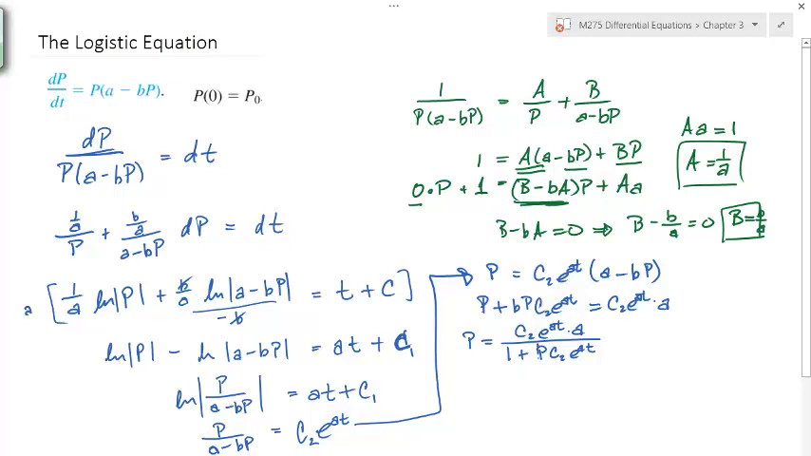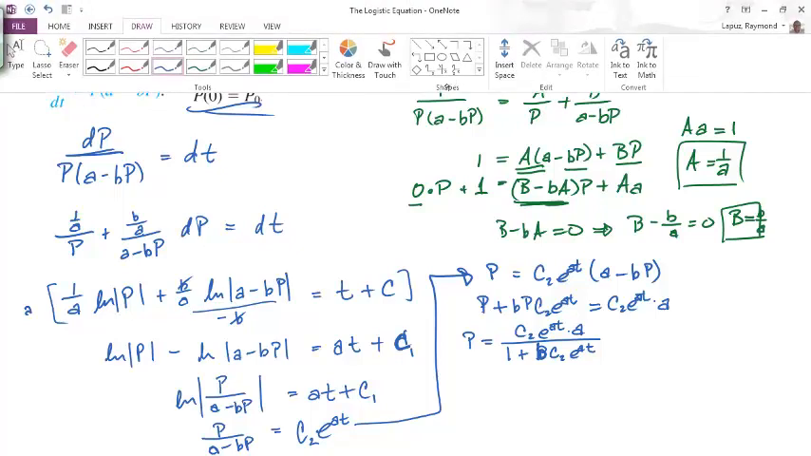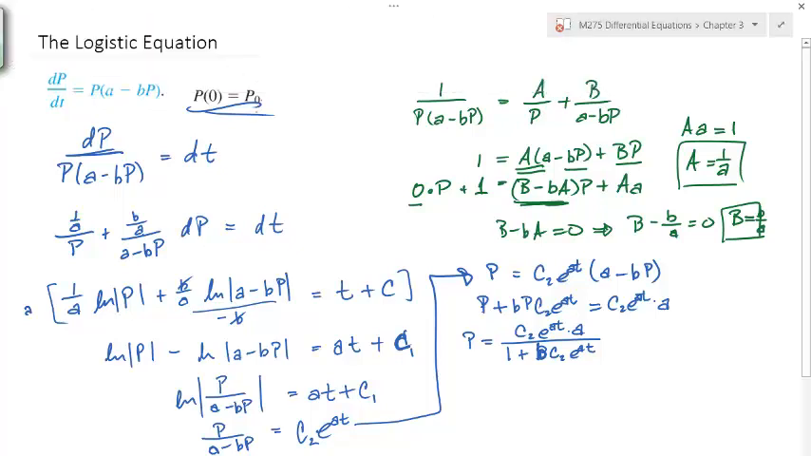Oops, this should be a b. So this is our solution to the differential equation. Right now it's a general solution. If we take advantage and use our information about our initial condition, we should be able to solve for c2.